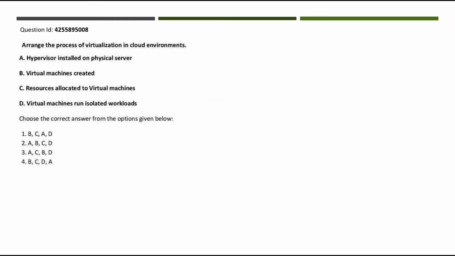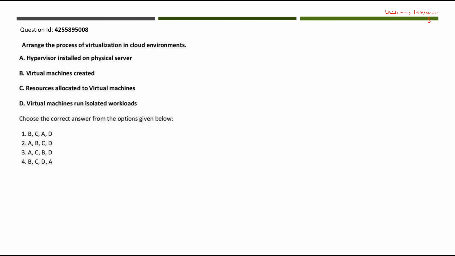Next question. Arrange the process of virtualization in cloud environments. Forget about cloud environments. Just take your own system. Say for example, you are running Windows OS in your system. Most of us will run the same OS. Only a few of us have tried Linux. In this Windows system, you will install something called a hypervisor. If you want, you can take examples like VMware. After installing the hypervisor, you will have an image of the operating system that you want to run on Windows. Say for example, I have my Ubuntu OS.